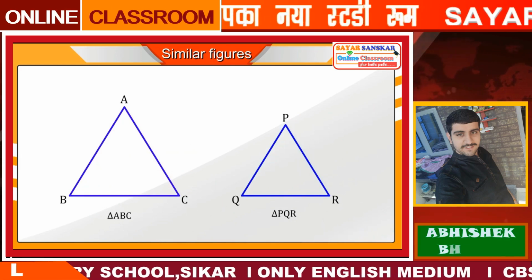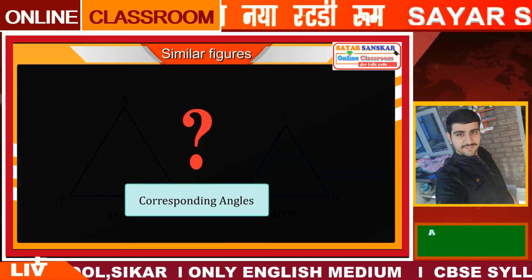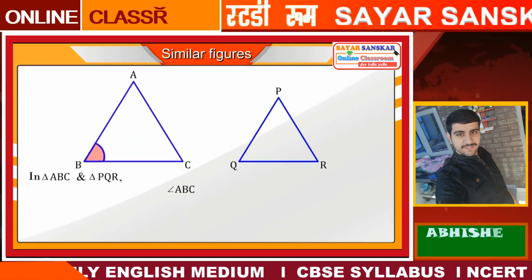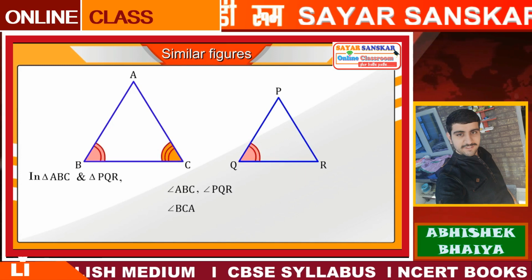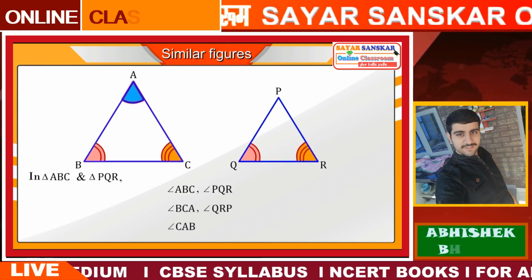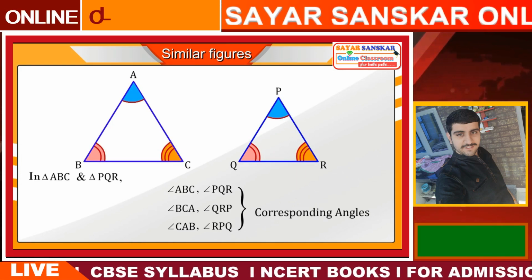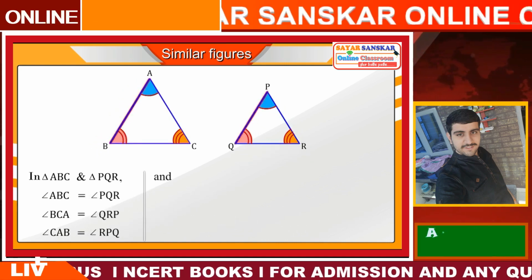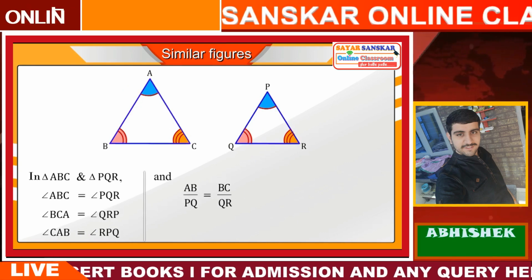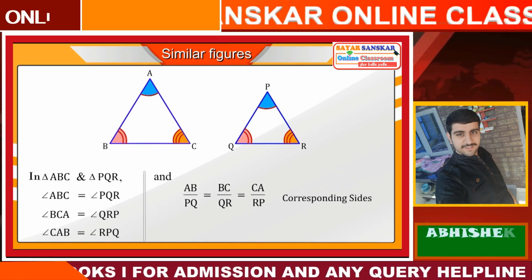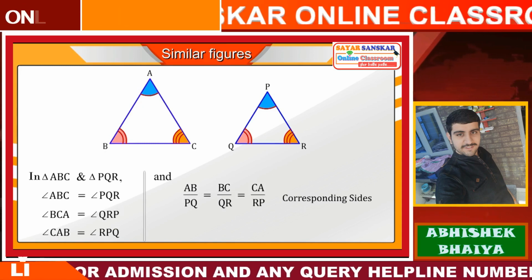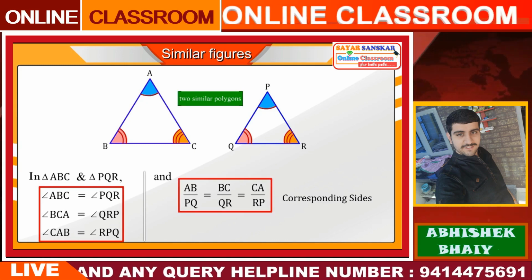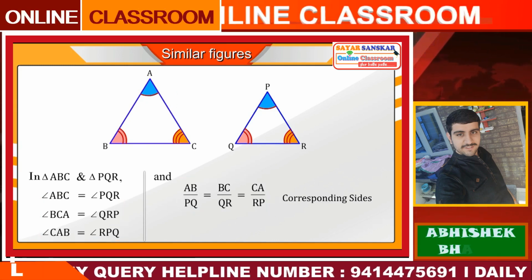Absolutely correct. Here angle A and angle P, angle B and angle Q, and angle C and angle R are the corresponding angles. When we observe the triangles ABC and PQR, we notice that the corresponding angles are equal and the corresponding sides are proportional. In the previous video, we learned that two polygons are similar if their corresponding angles are equal and the corresponding sides are proportional. Hence, these two triangles will be similar. We represent the similarity between two polygons by this symbol.